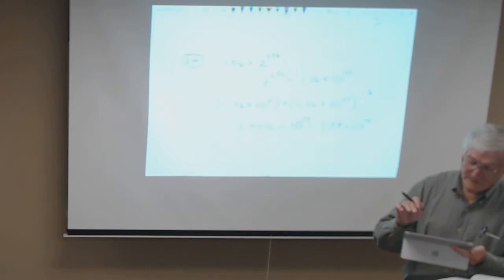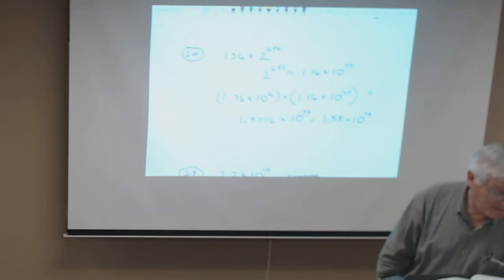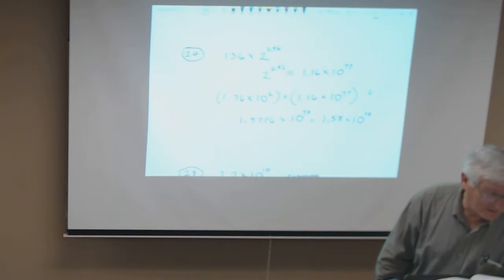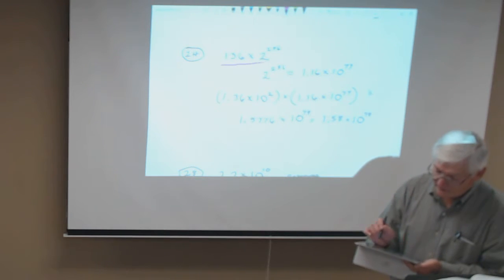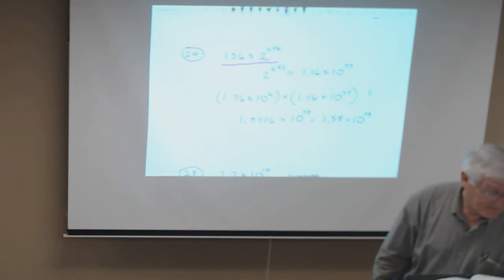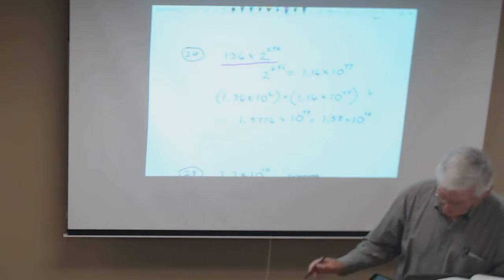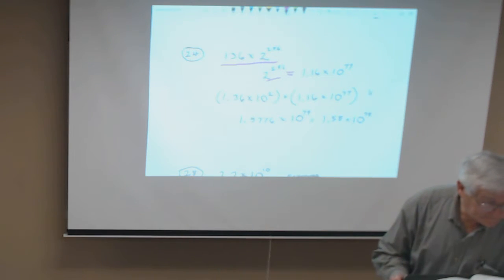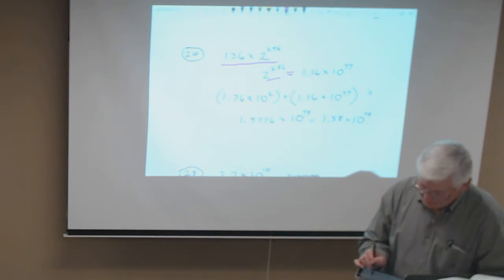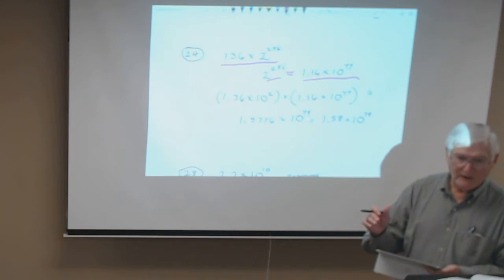Number 24. Sir Arthur Eddington claimed that the total number of electrons in the universe is 136 times 2 to the 256. So that's what Sir Arthur said. But look what else problem 24 says. It can be shown that 2 to the 256 equals approximately 1.16 times 10 to the 77. Do you follow what I'm doing so far?